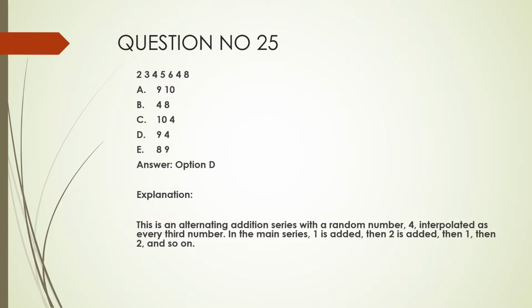Question number 25. 2, 3, 4, 5, 6, 4, 8. Similar to the last question, here also you can see there's a constant, which is that 4 is repeating. So just try to avoid this one and you will be getting the relation. 2 became 3, then 5, 6. So first two numbers and you are avoiding one number and became next two numbers and avoiding one number. You got 8. After that there will be 9 and next letter will be a constant. So answer is 9 and 4, that is D.